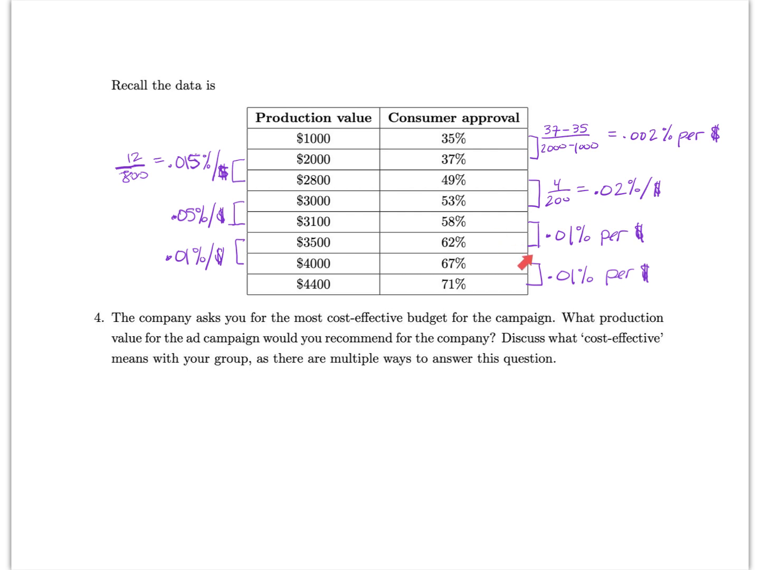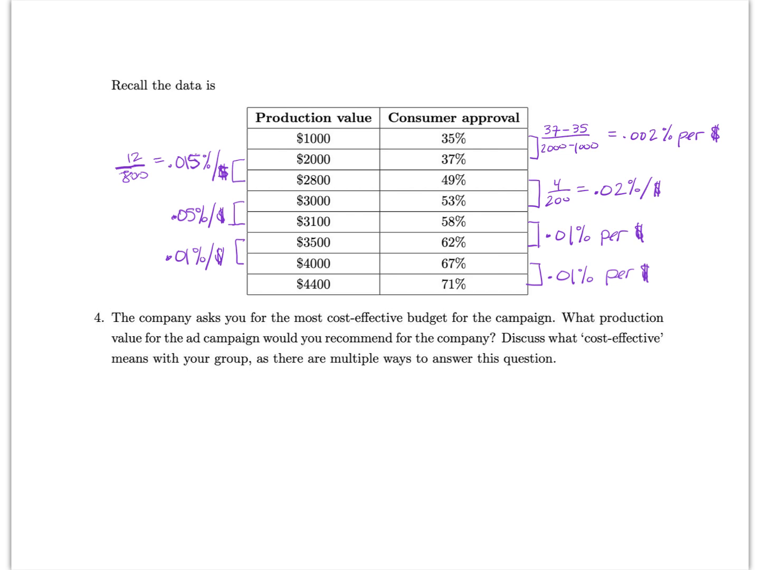All right, so I calculated the average rate of change for each interval here. This very first interval, where we went from 35% to 37% over a $1,000 jump in spending, comes out to an additional 0.002%, so 2 thousandths of a percent for each additional dollar spent. Then in my next interval, we have increasing returns. Each additional dollar spent yields a 15 thousandths of a percent increase in approval rating. Then it jumps to 0.02%, and then 0.05% for each additional dollar spent. But then we go to 1/100%, 1/100%, and 1/100%.